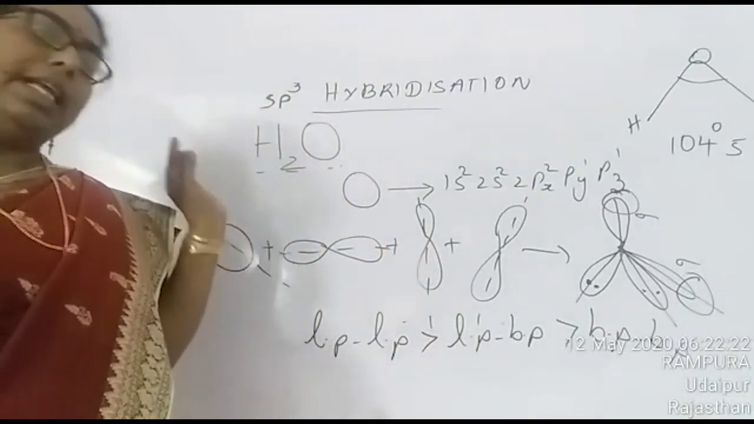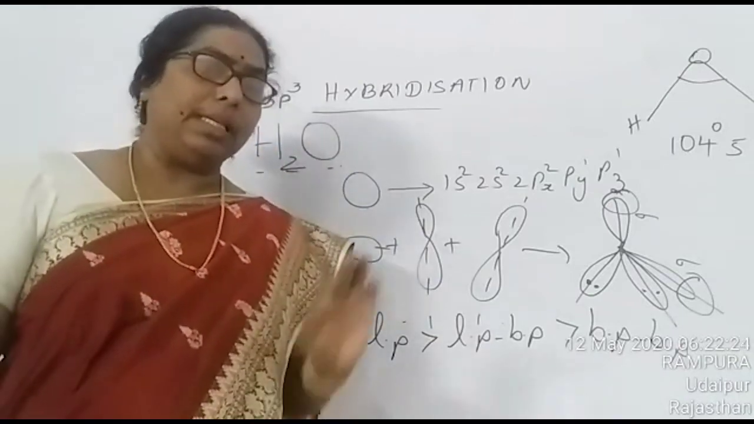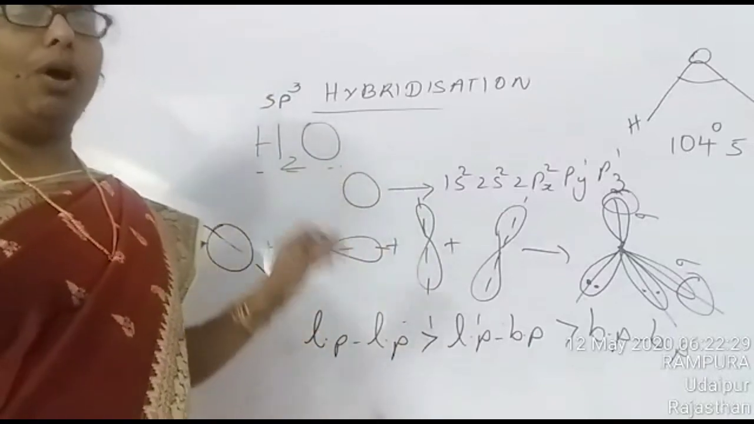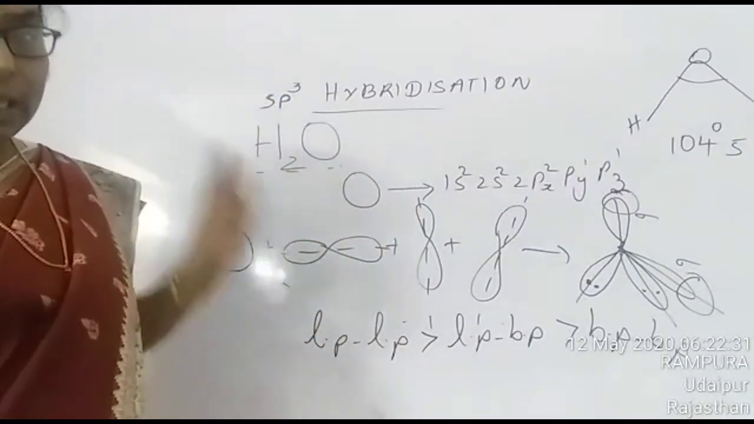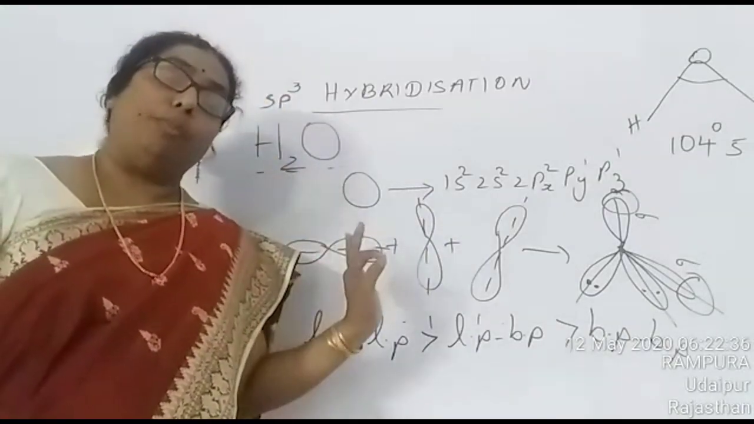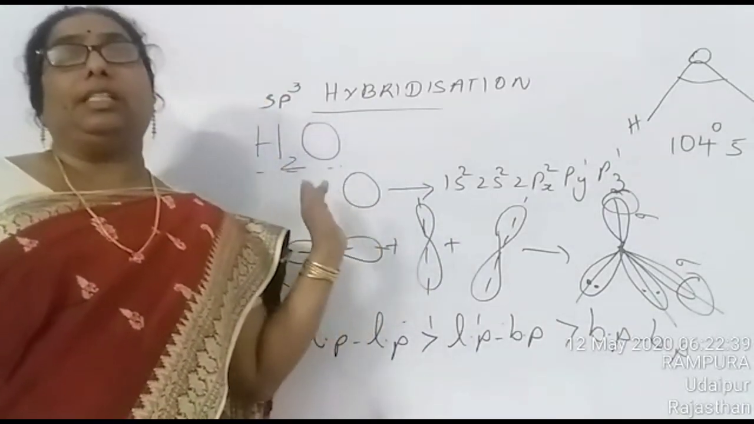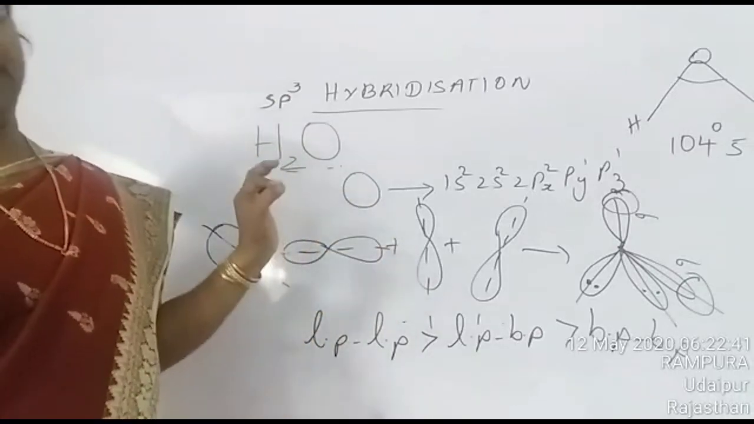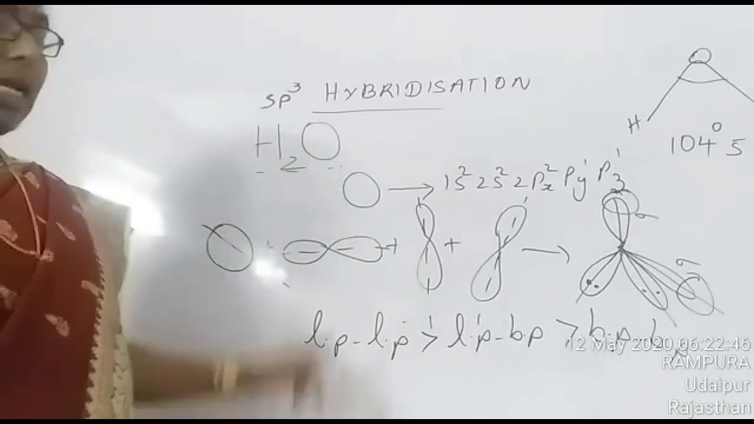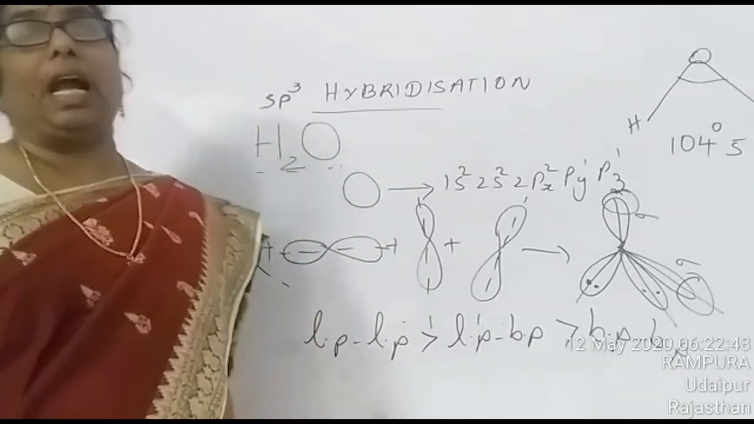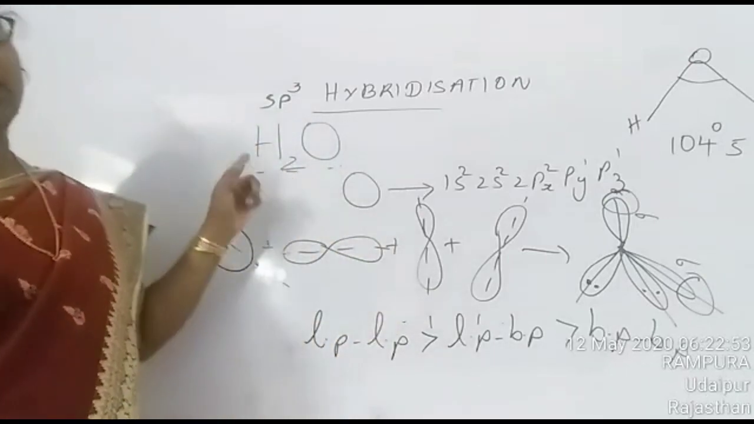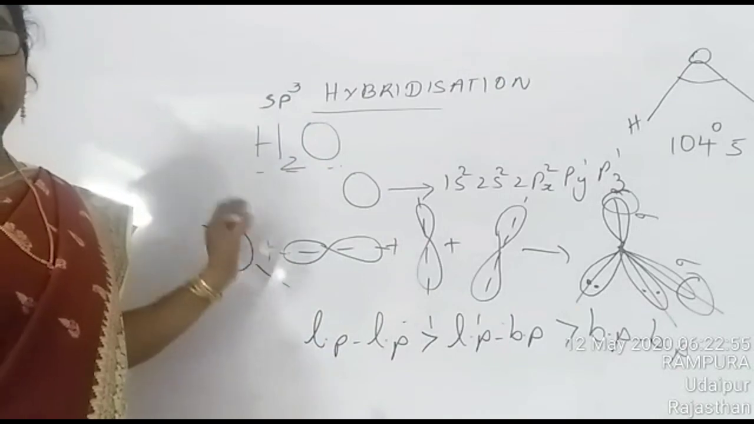Is it clear, children? That was sp3 hybridization with examples. sp3 hybridization is the process of mixing one s orbital with 3 p orbitals to form 4 sp3 hybrid orbitals. In the normal case, the geometry should be tetrahedral with a bond angle of 109 degree 28 minutes. In sp3 hybridization, the s character is very low, only 25%. Is it clear, children?